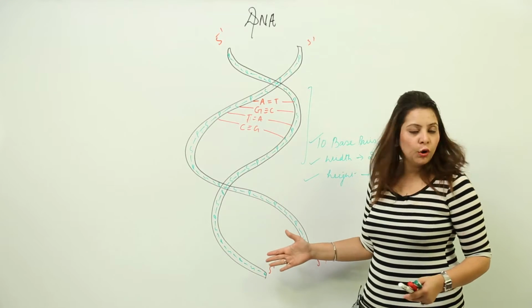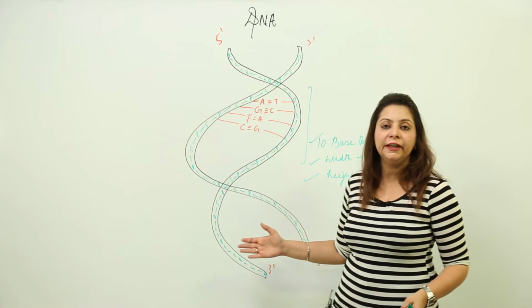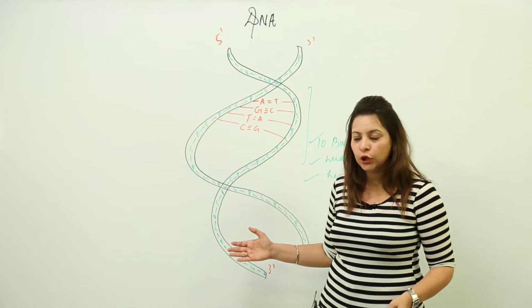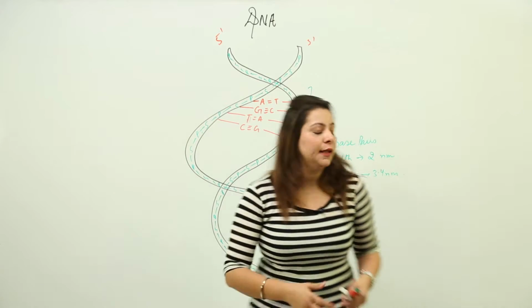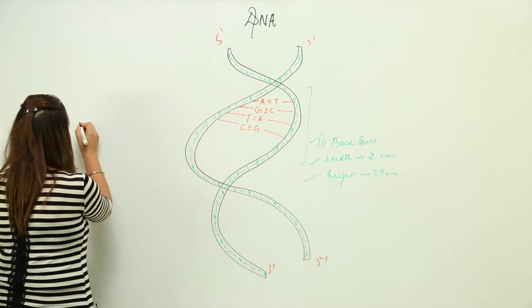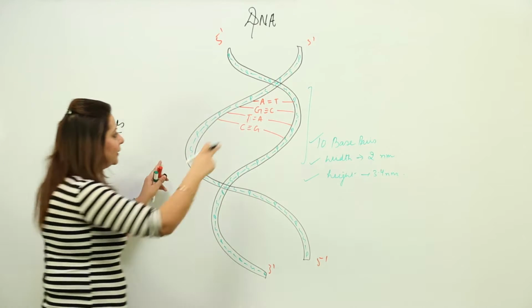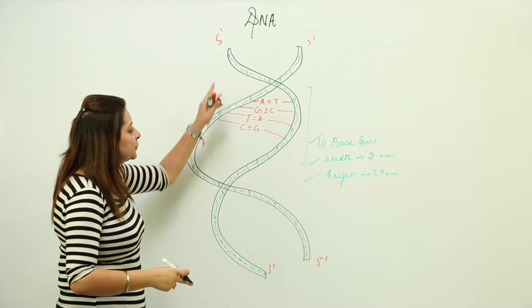So this is the model for the DNA, and you know that this model was given by Watson and Crick, and for this they were awarded the Nobel also. According to them, DNA consists of two strands, as you can see, and these strands are highly coiled. As you can see, they are just coiling around, forming a spiral staircase.